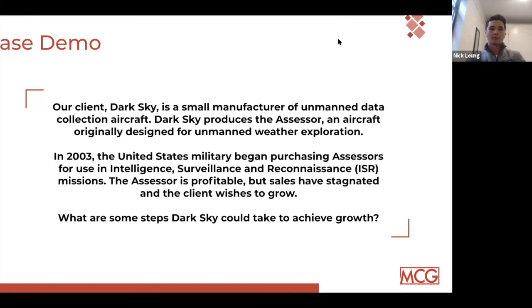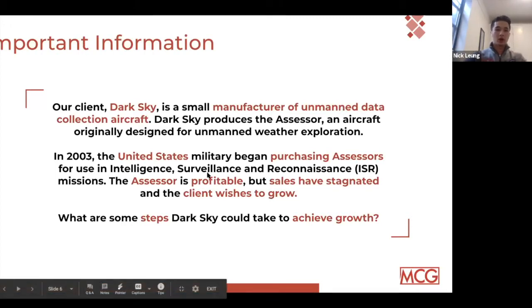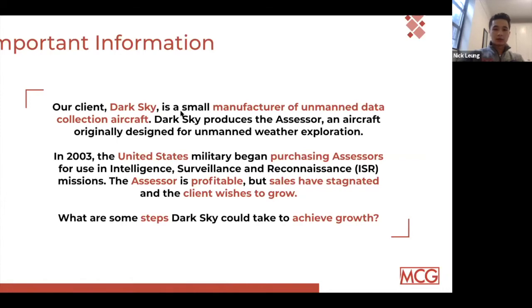Yep. Okay. So I just want to pause really quickly. So what did James do? So first I read the prompt to him, and then during when I was reading the prompt, James was taking notes on what is the most important information in the prompt, right? So he said kind of what the company is, some background information, like they're a manufacturer of unmanned data collection aircrafts. They're located in the United States. And then also, most importantly, he said what the ask of the company was, which is what are some steps Dark Sky could take to achieve growth.